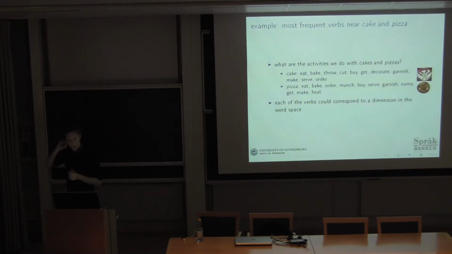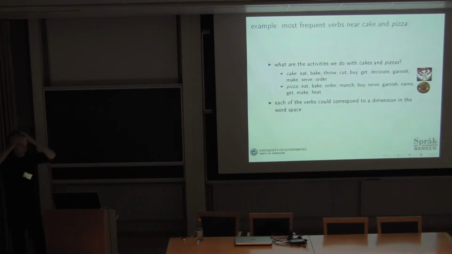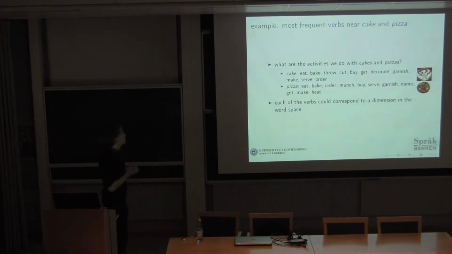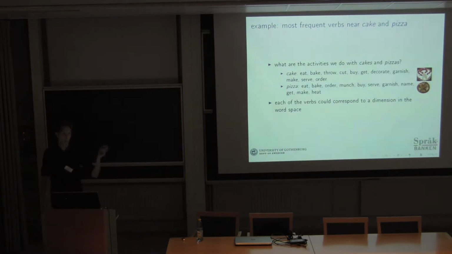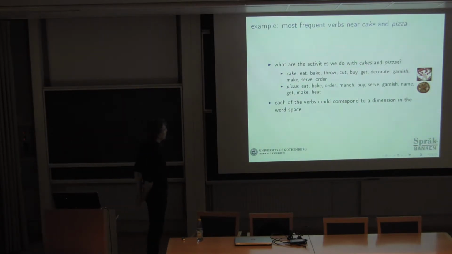So let's look, for instance, at what are the verbs that we would use with cakes and with pizzas. Cake, we would eat it, we would bake it, we would even throw it. This actually occurs in text, when people throw cakes at Bill Gates, for instance. A pizza we would eat, we would bake it, we would order it, cut it, and so on. Basically the things that we do with pizzas.